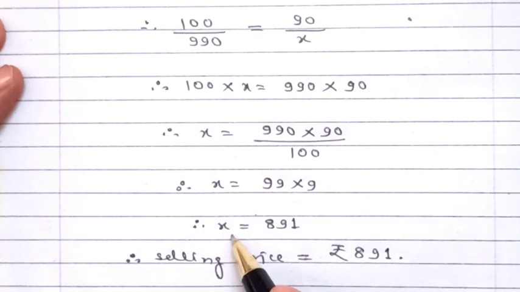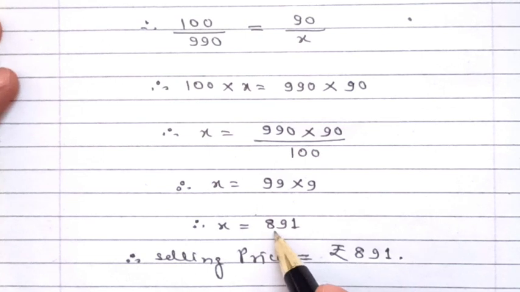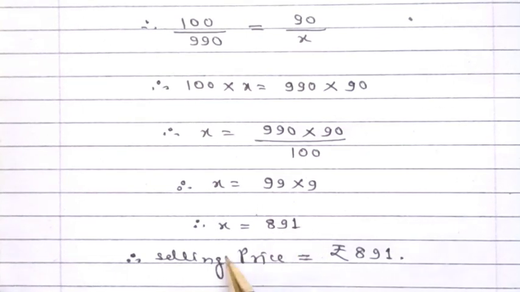Therefore your X will be 891. So what is your X? X is selling price. So write, therefore selling price is equal to rupees 891. This is the answer.